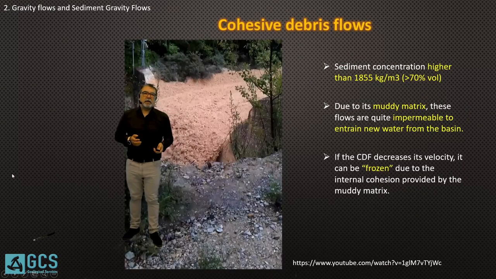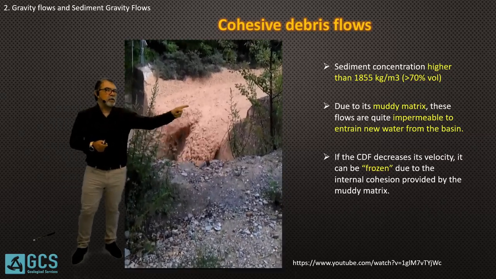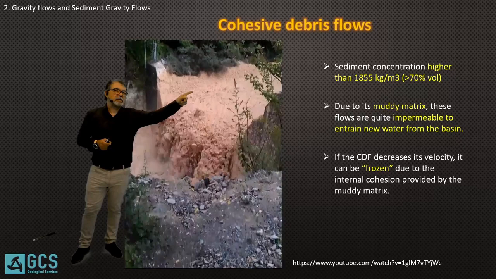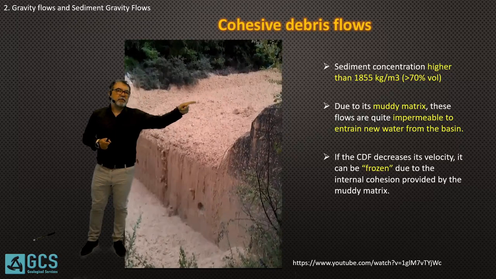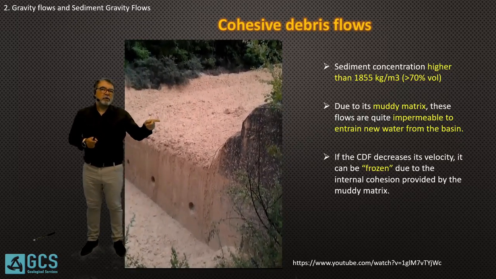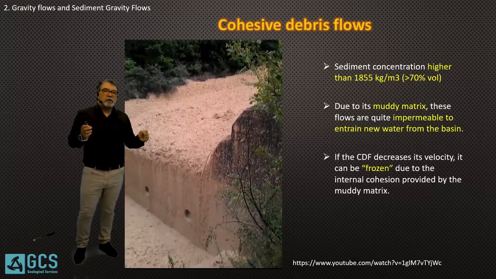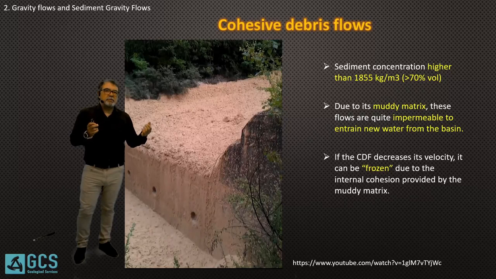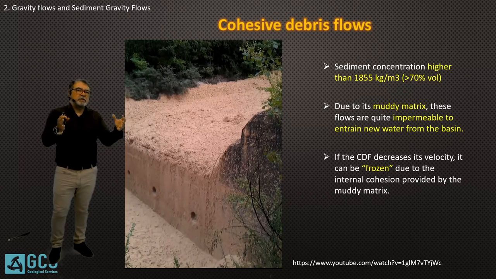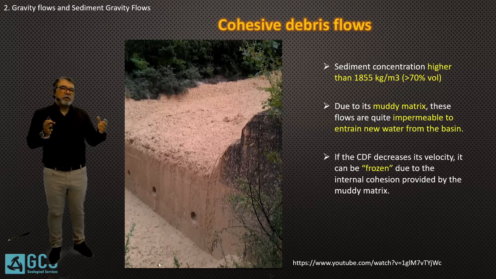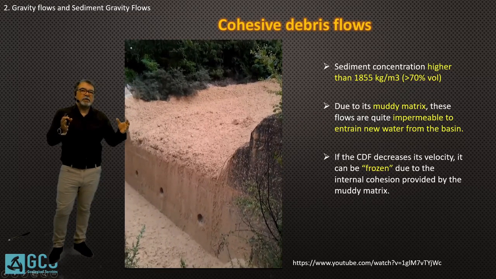So let's see some. This is a video in which you can see a cohesive debris flow, with very big clasts transported in the flow. One of the main characteristics is what happens if you decrease the flow: it freezes by cohesive freezing. This means that the internal cohesion is so high that if you decrease the shear, the flow absolutely freezes and preserves the original packing of the flow.